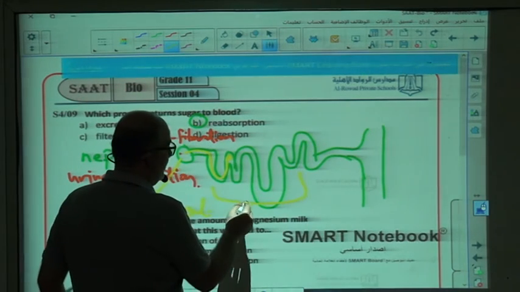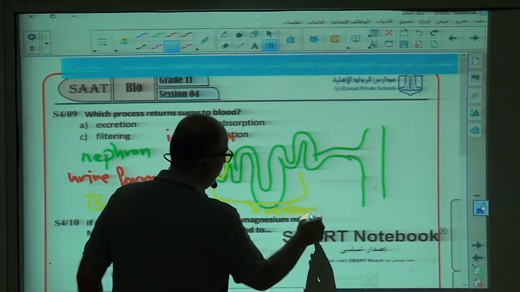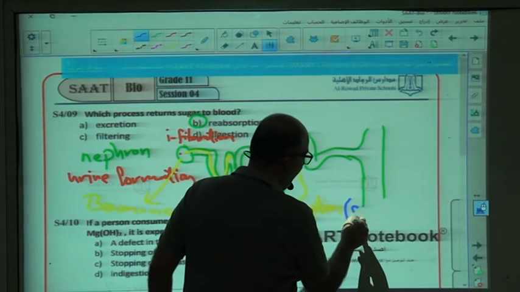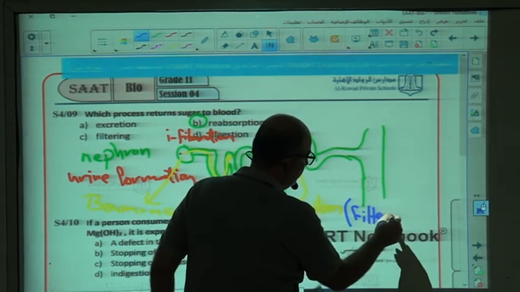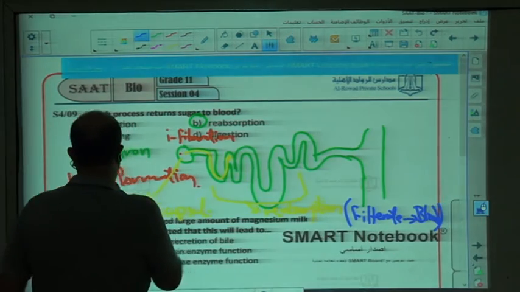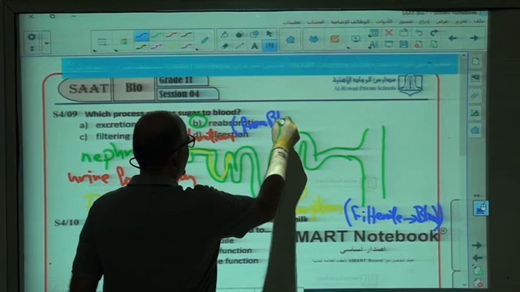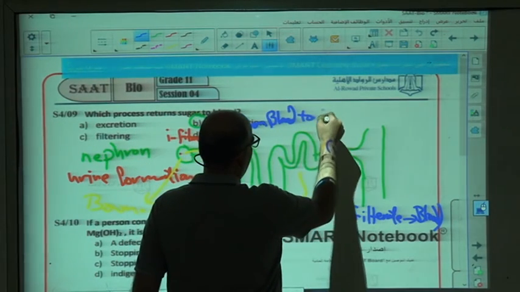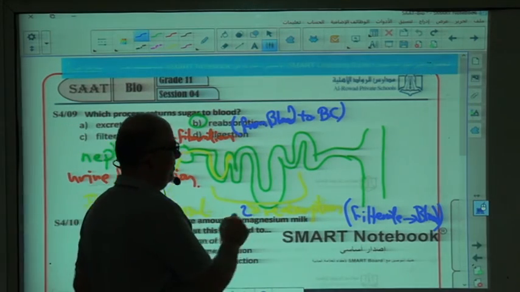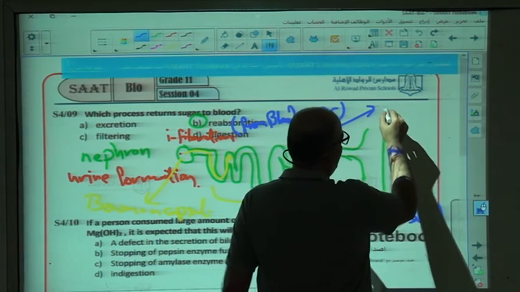So here, guys, the second process, reabsorption. The direction of the reabsorption, guys, is from filtrate to the blood. But here, the direction of the filtration, guys, is from blood to Bowman capsule. The third step, guys, here we have the second step. The third step occurs here in the renal tubules also. We call it secretion.